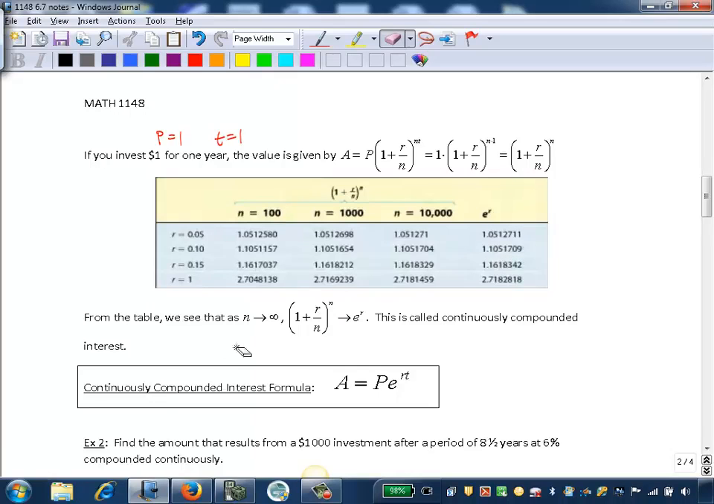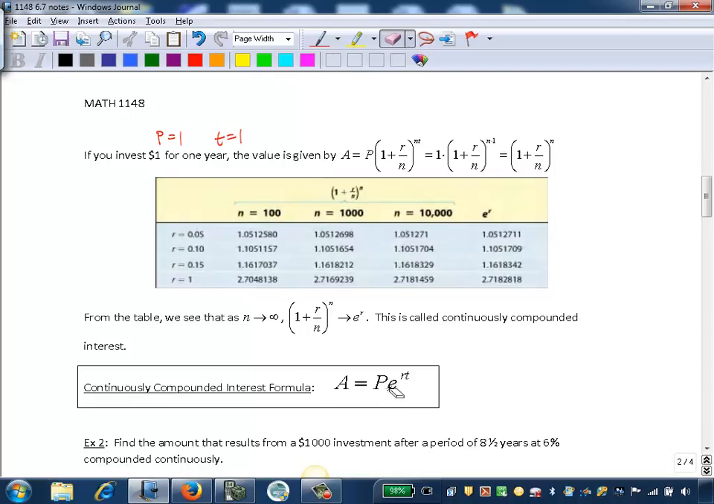So we can see then that as n approaches infinity, as the number of compounding periods increases and gets larger and larger and larger, the amount in the account actually approaches e, that number e, 2.718, etc., to the r power. And when the number of compounding periods increases infinitely, this is called continuously compounded interest. And this is our continuously compounded interest formula. A equals P times e to the rt.